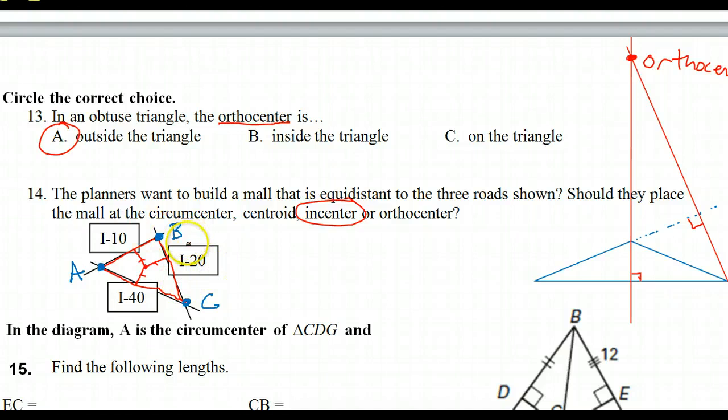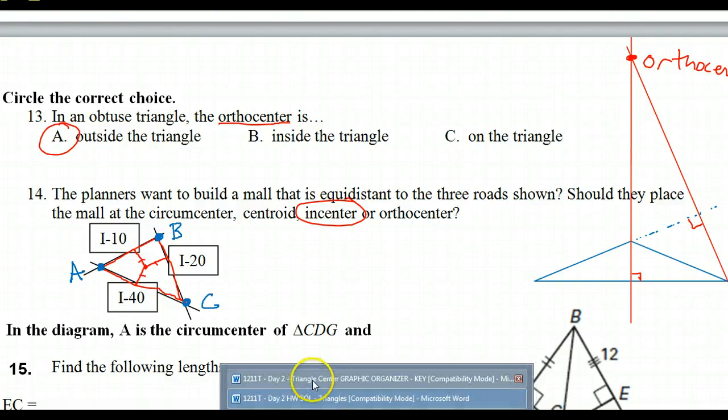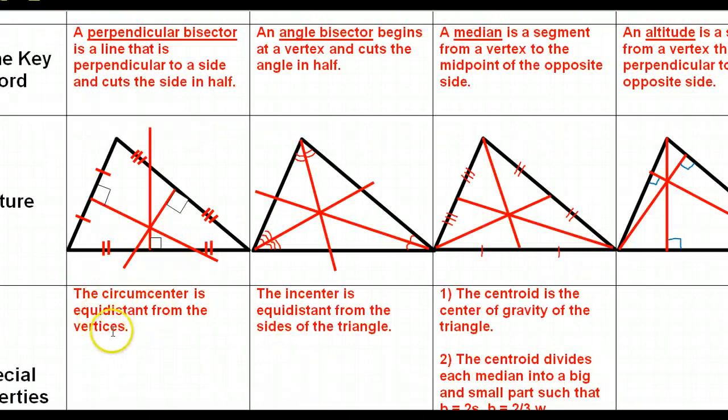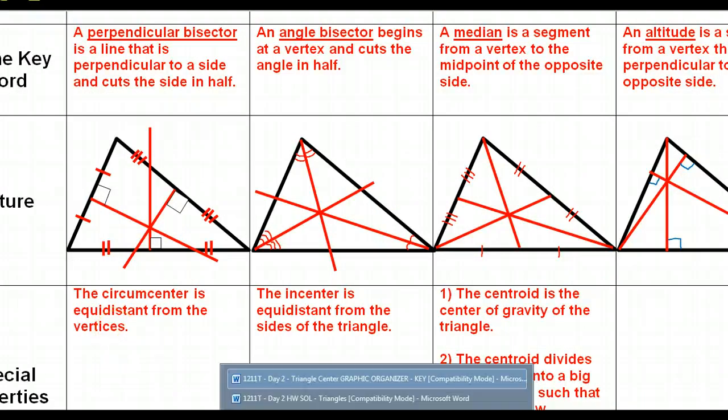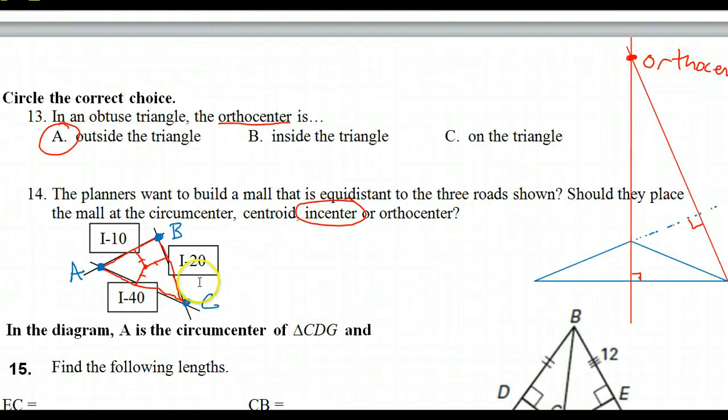If I was talking about the towns, then I would have picked the circumcenter, because the towns are the vertices of the triangle. And the circumcenter is equidistant from the vertices. So that's how problems like that work. Watch out for it.